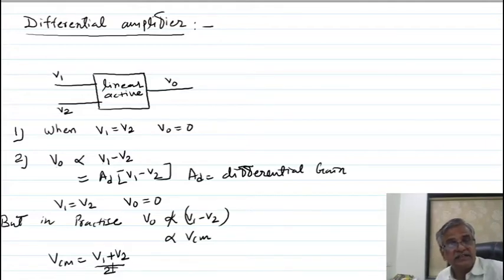In practice it is found that the output of the differential amplifier does not depend only on the difference of the input signals, but also on the common mode signal, which is given by V1 plus V2 by 2. Due to the dependence of the output voltage on common mode signal, some error is introduced in the output. We want to reduce this error.